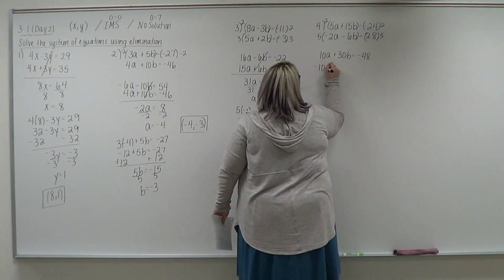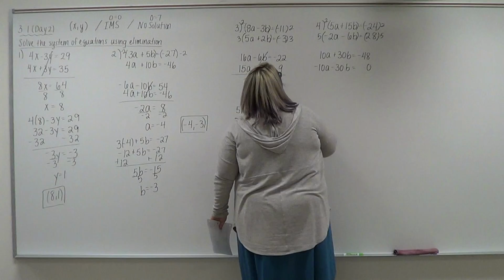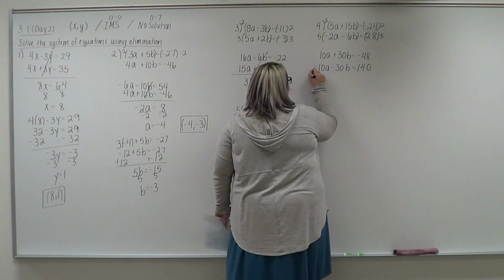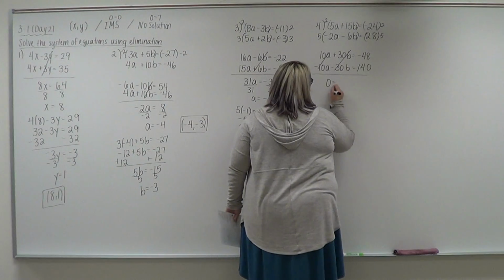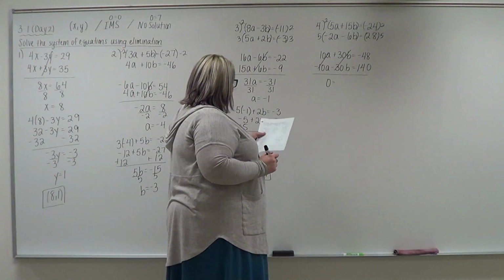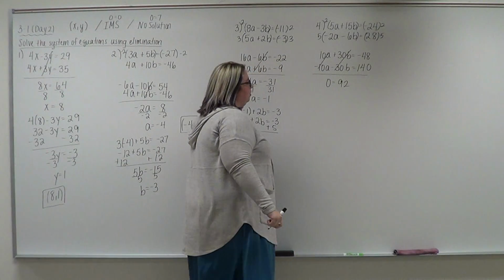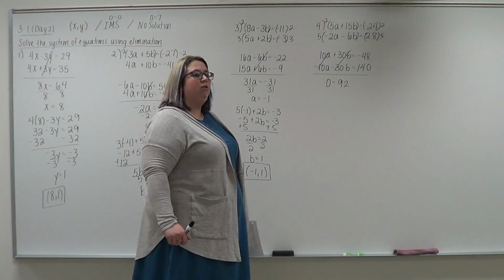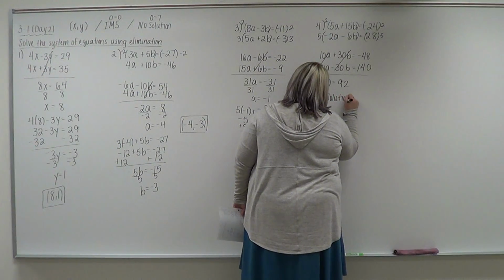So I have negative 10a minus 30b equals 140. So what happens is when I cancel, both of these cancel and I get 0. Okay, so if I take negative 48 plus 140, that would be, I have no idea, 92? Okay. If these were true, if 0 equaled 92, then my answer would be infinitely many solutions. But 0 doesn't equal 92, so my answer to this is no solution.